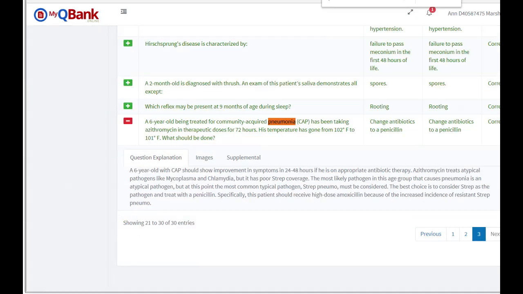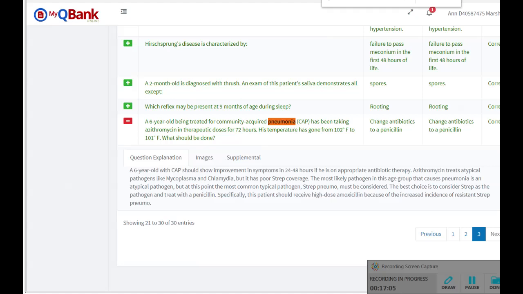A 6-year-old being treated for a community-acquired pneumonia, or CAP, has been taking azithromycin in therapeutic doses for 72 hours. His temperature has gone from 102 degrees Fahrenheit to 101 degrees Fahrenheit. What should be done? The answer is to change antibiotics to a penicillin.